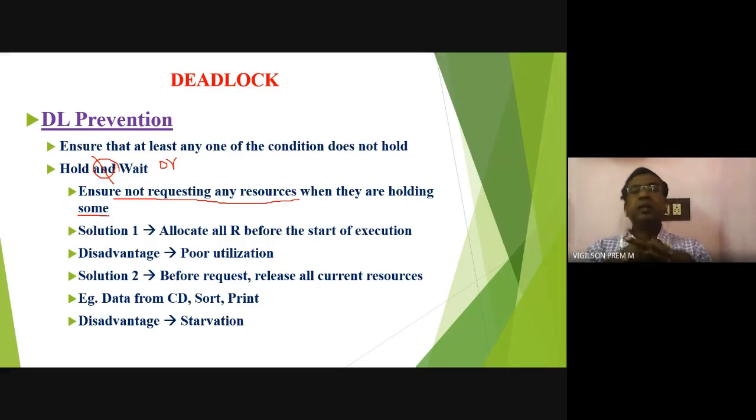What condition? Our operating system is telling the process, if you are going to request any resource, what is the eligibility? You should not hold any resource. That's all. Okay, the operating system will inform the process, if you want any resource, you should not hold any. That means if you are requesting any resource, you should not hold any resource. That is one condition we are trying to make. How is it possible? Okay.